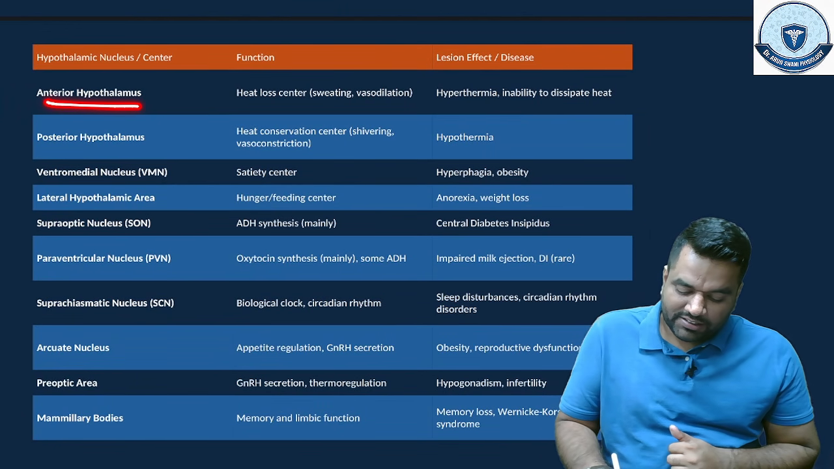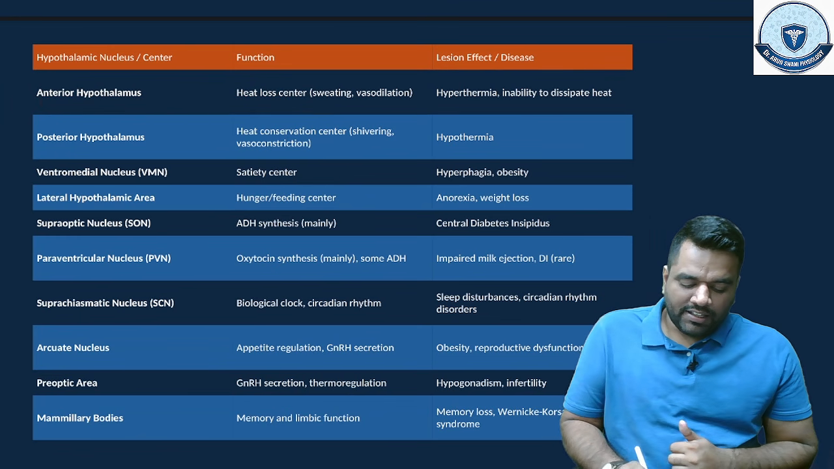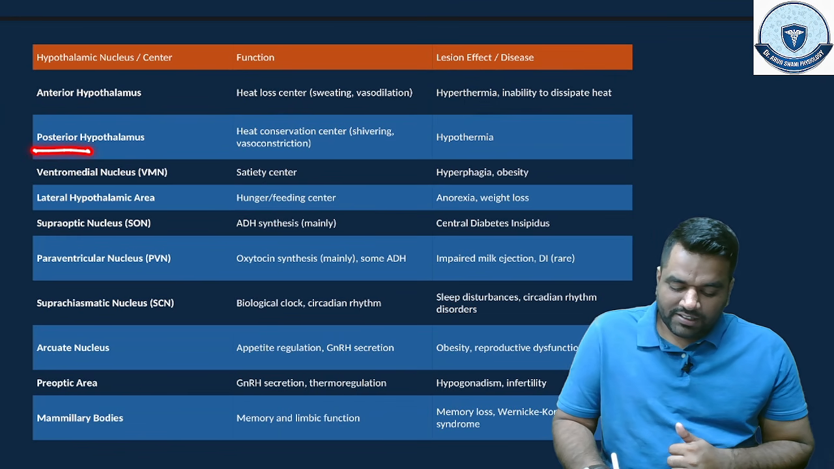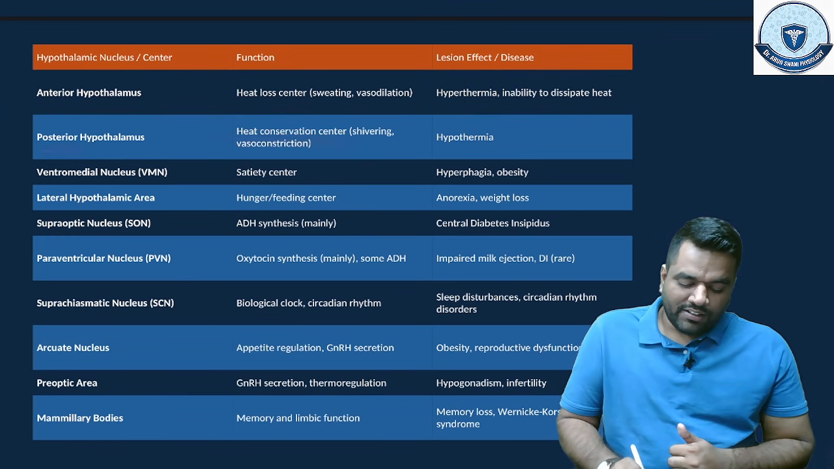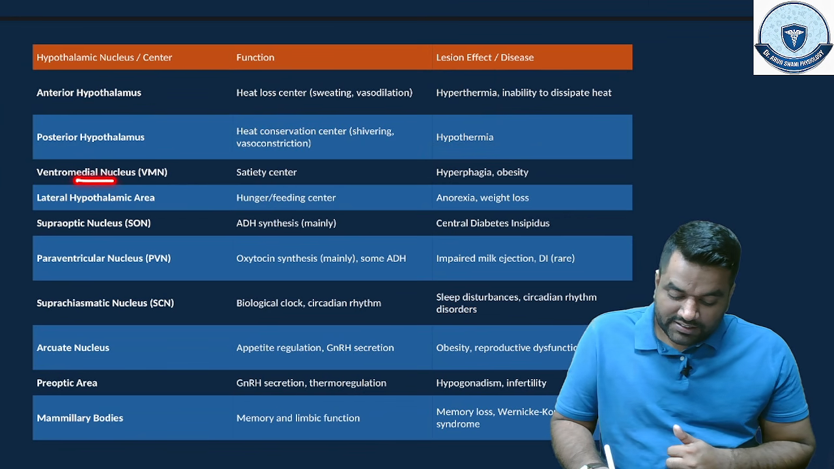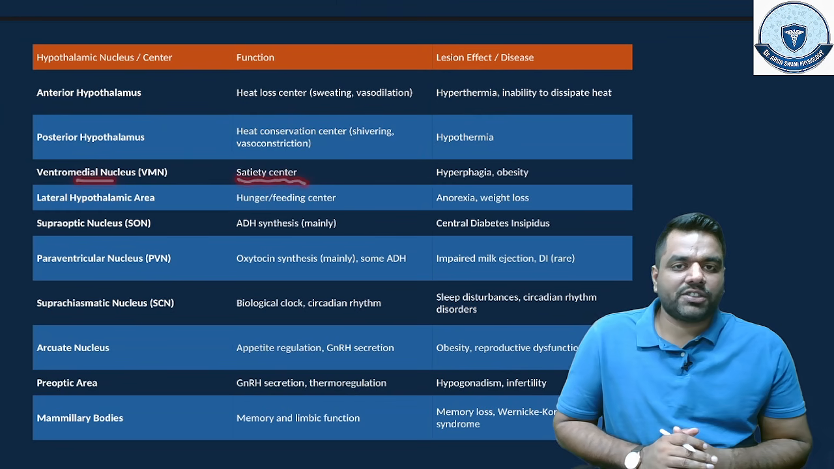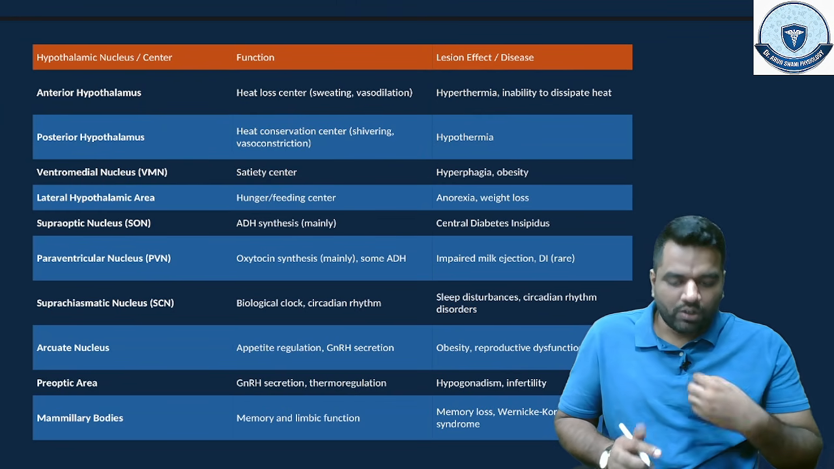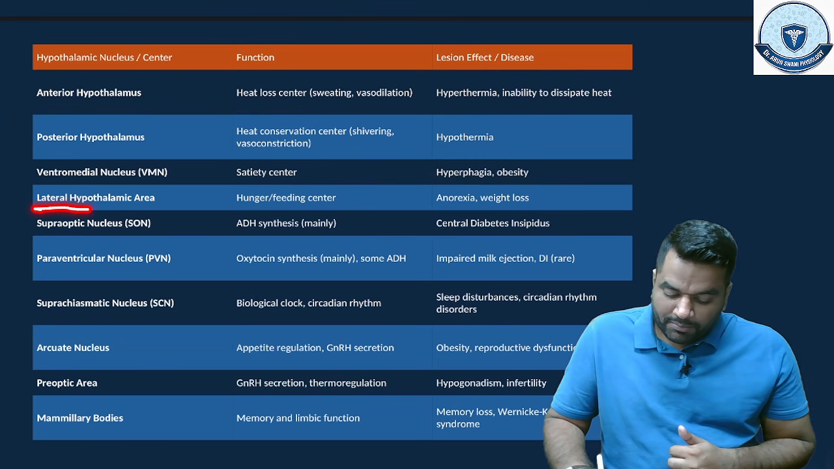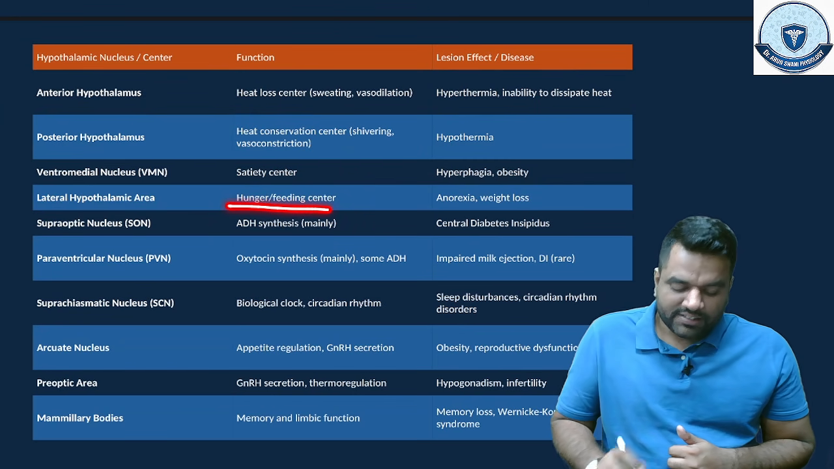Anterior hypothalamus, this is the heat loss center. Lesion effect or disease will cause hyperthermia. Posterior hypothalamus, heat conservation center. This lesion will cause hypothermia. Ventromedial nucleus, this is the satiety center, and if this is lost, the person starts eating more, so hyperphagia and obesity. Lateral hypothalamic area, this is the hunger or feeding center.